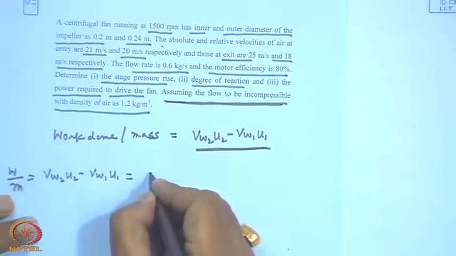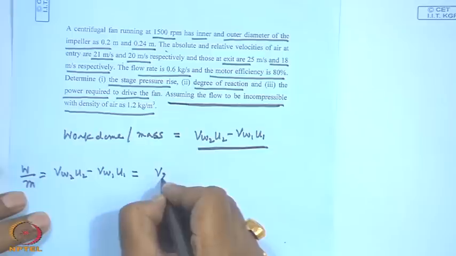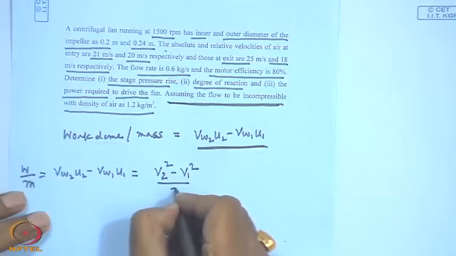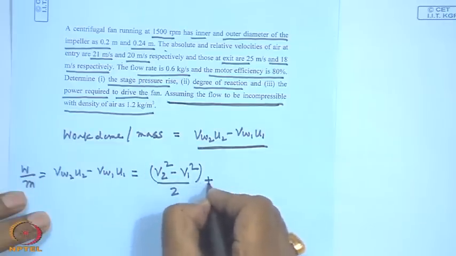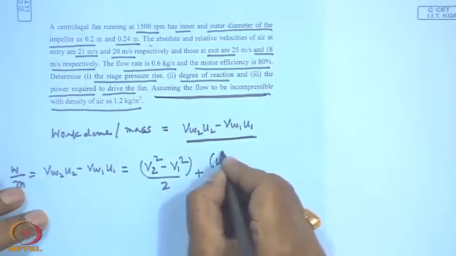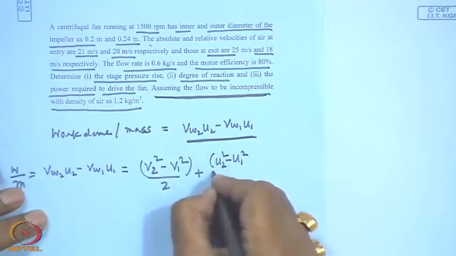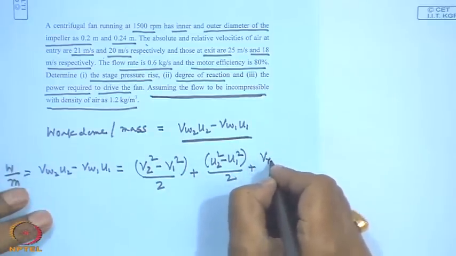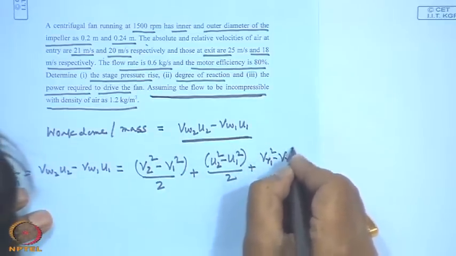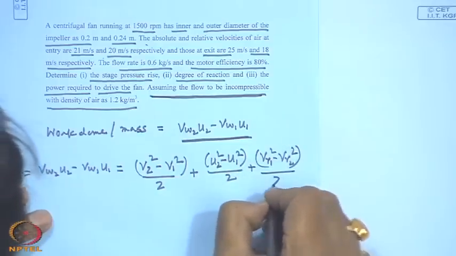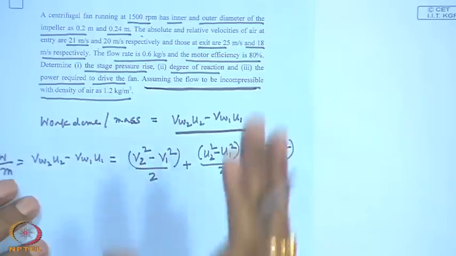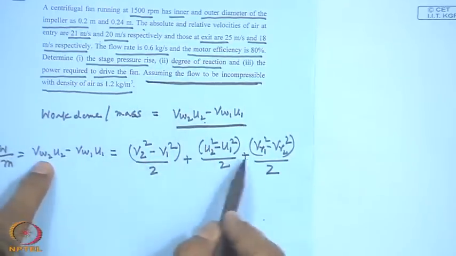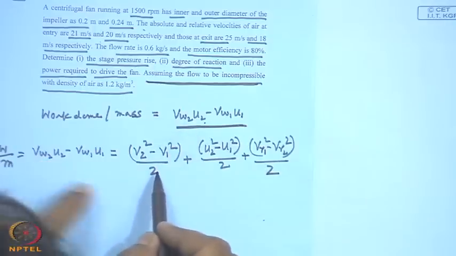If you remember, that is V2 square minus V1 square by 2, that is the work done on the fluid, plus U2 square minus U1 square by 2, plus VR1 square minus VR2 square by 2. This I explained in detail in one earlier class of our fluid machines, that this can be split like this from the geometry of the velocity triangles.